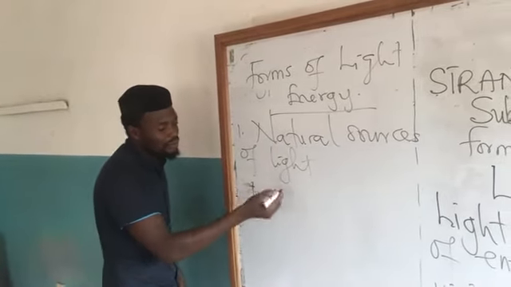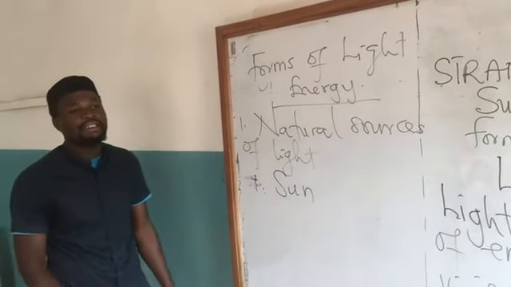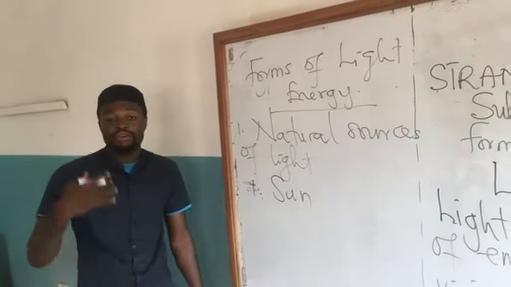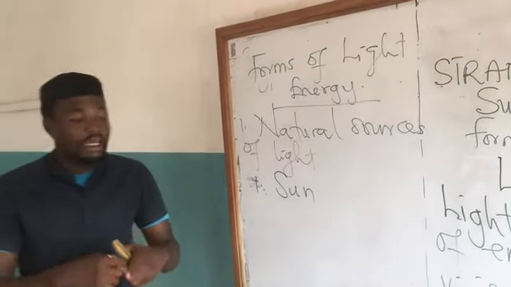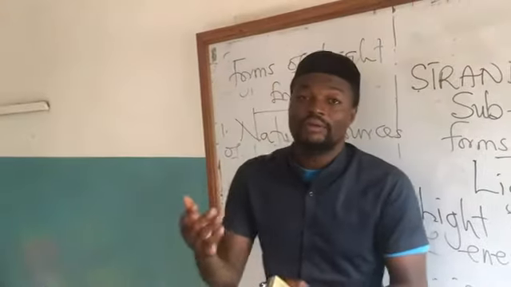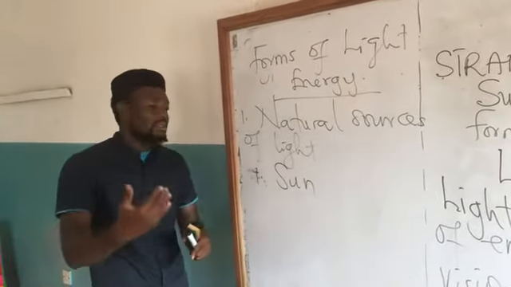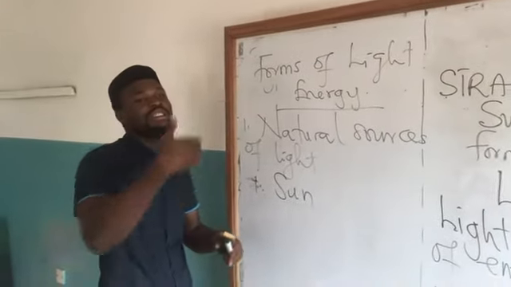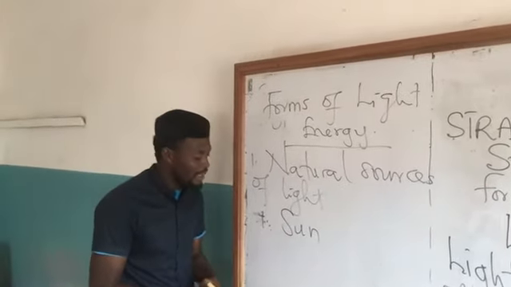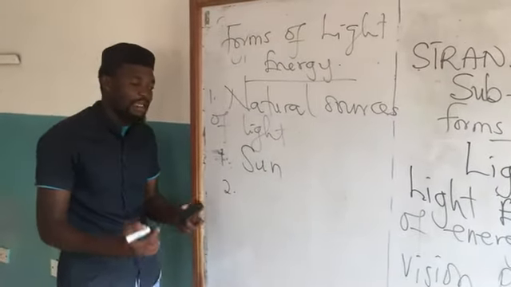One, the sun. In the daytime, we are able to go about our activities. In the daytime, let me ask you, does daddy put on the motorbike lights or the car lights when he's traveling? No. Right, so the sun helps you to see during the daytime. So the sun is a natural source of light.